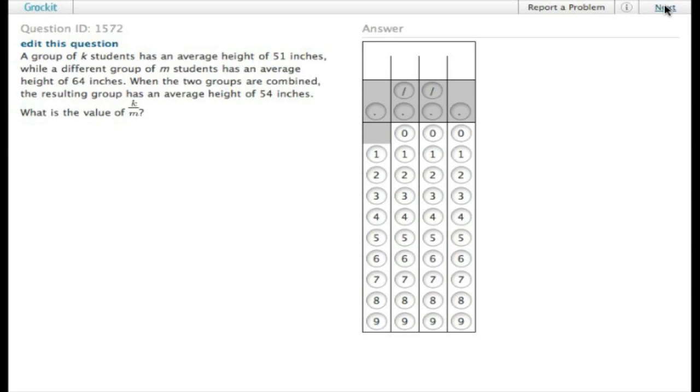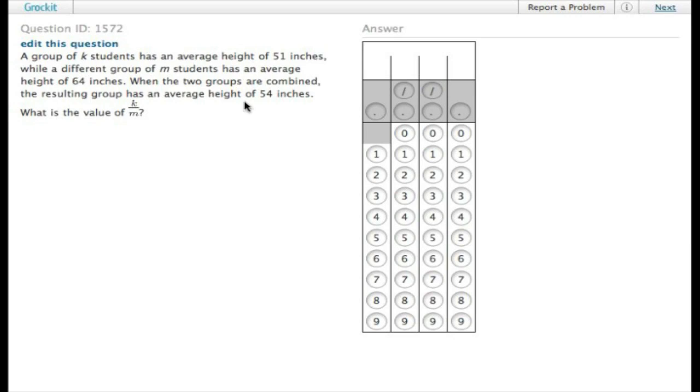A group of K students has an average height of 51 inches, while a group of M students has an average height of 64 inches. When the two groups are combined, the resulting group has an average height of 54 inches. What is the value of K over M?